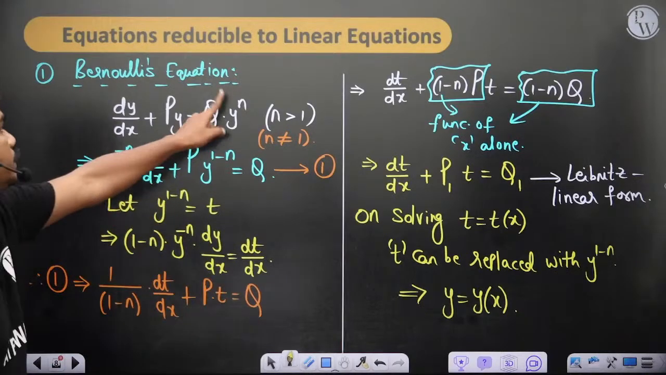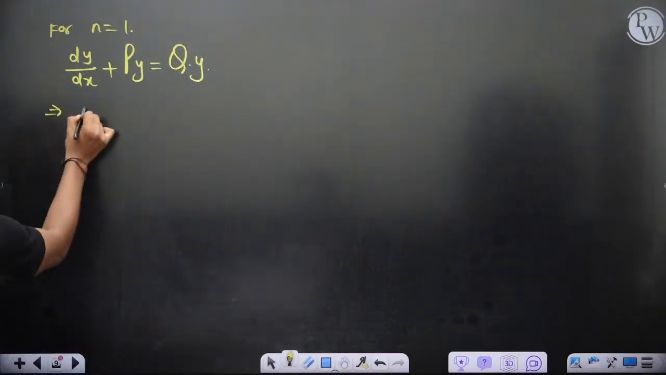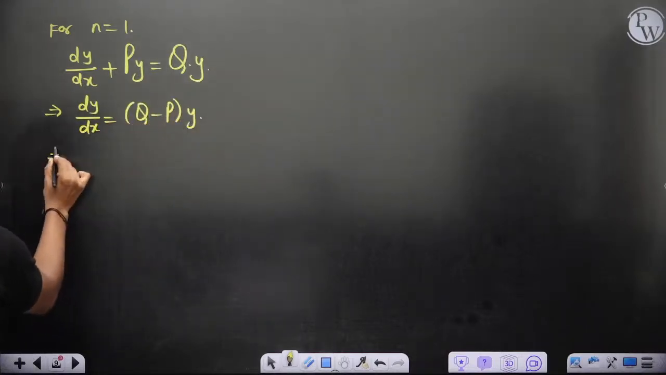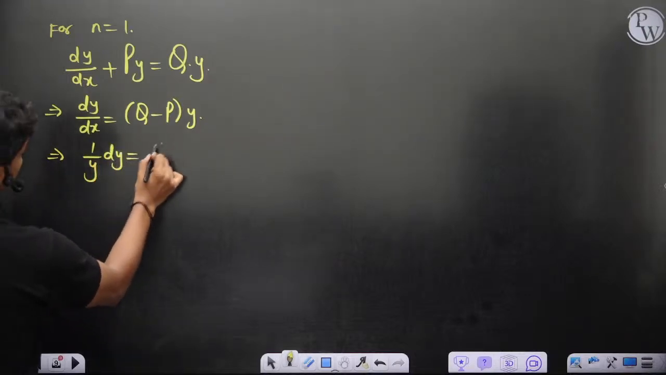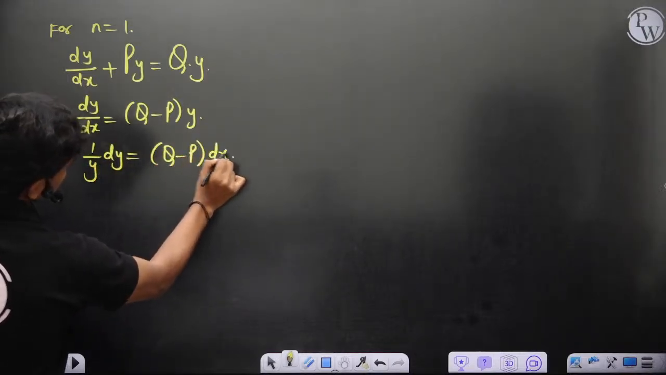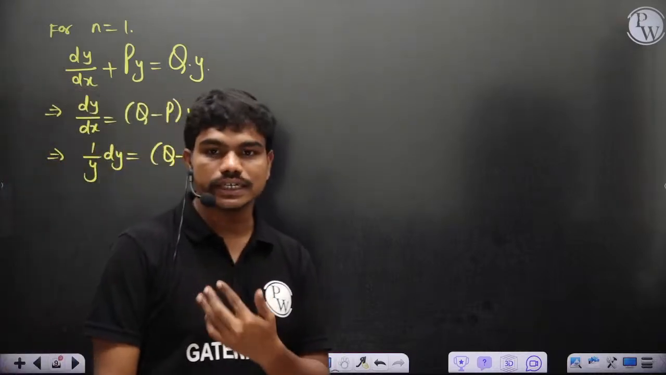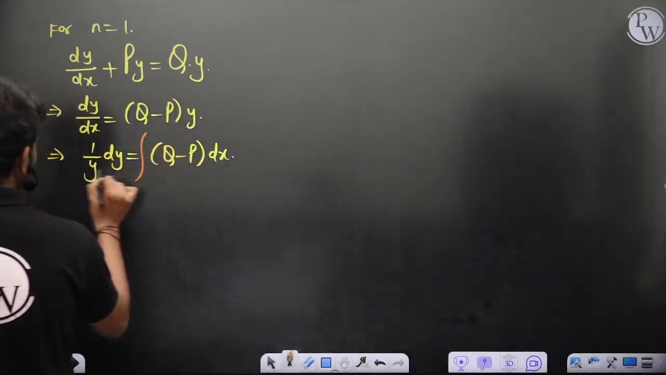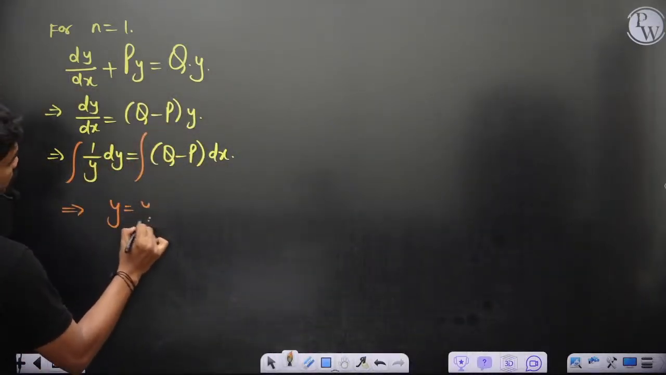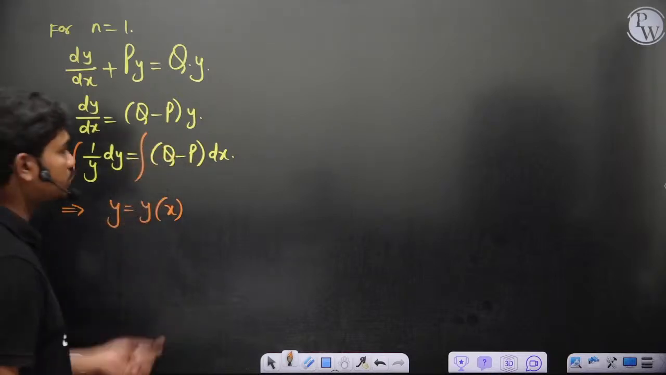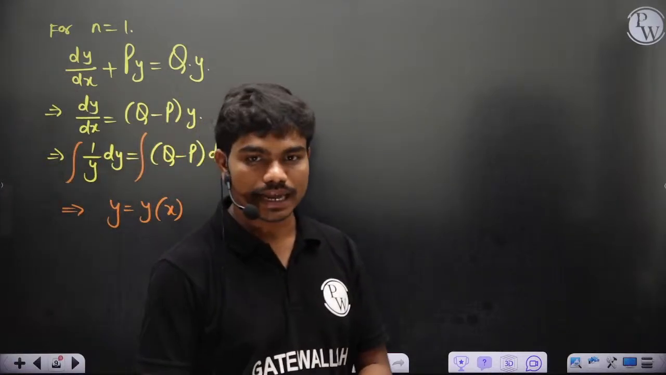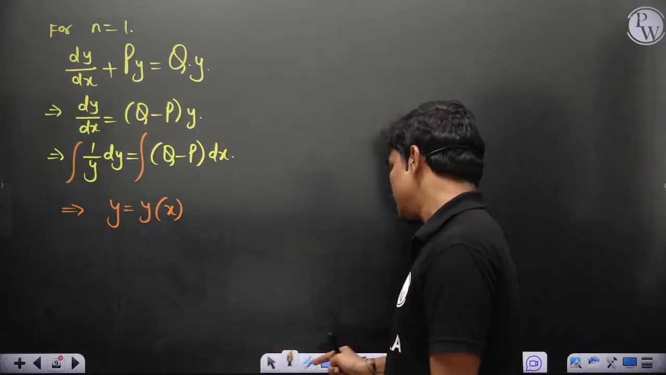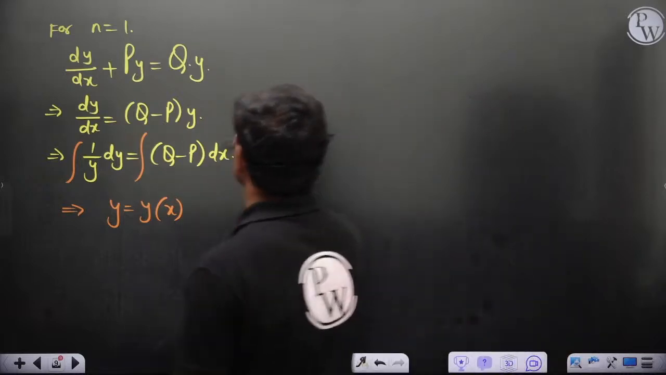Because this n value is 1, it is just qy, and this can be written as dy by dx is equal to q minus p times y. So 1 by y dy is equal to q minus p dx, and clearly p and q are both functions of x, so the right hand side is a function of x. It's a variable separable form. You can just integrate and get the answer. If you integrate these two, this finally gives you a solution in terms of x, and you have vast knowledge of integrating single variable functions from single variable calculus. It's simple variable separable form for n is equal to 1. So this is one case where you can convert this into linear equations.